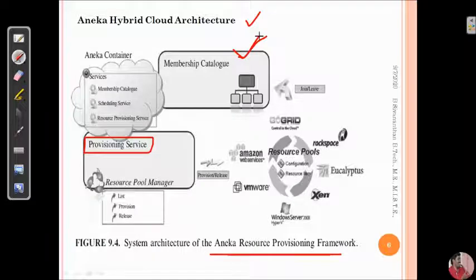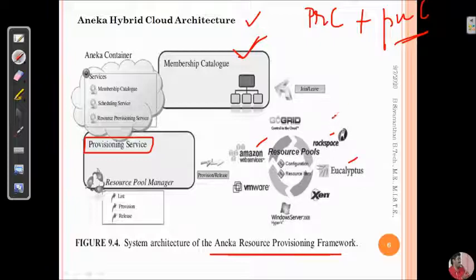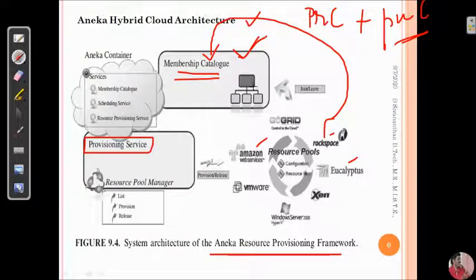What is the purpose of the membership catalog? Normally we will be in a private cloud environment, and we wish to avail the services from the public cloud environment. Whenever we request resources from the public cloud, like Amazon or Rackspace, those resources have to be registered in the membership catalog. The resources available from the public cloud have to be registered in the membership catalog. Then only can those resources be made available by the resource provisioning services and provided to the user.